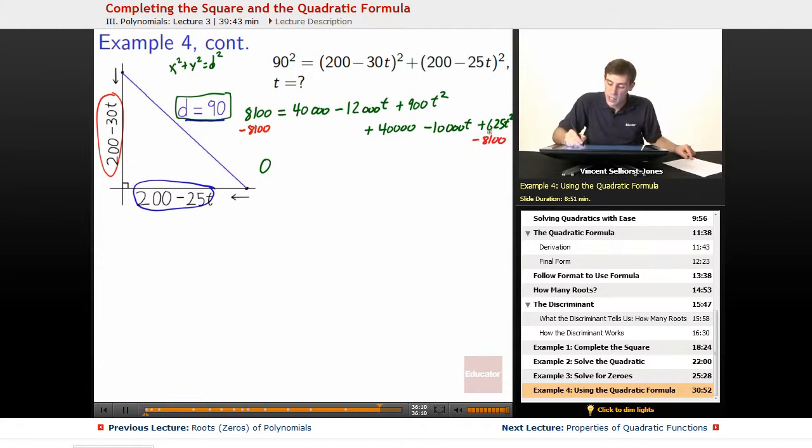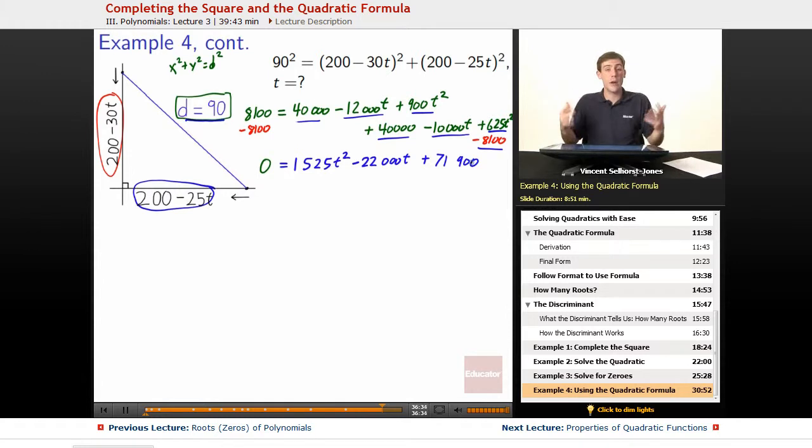So we look at 625t squared plus 900t squared. We get 1525t squared. Next, minus 10,000t, minus 12,000t, minus 22,000t. 40,000, 40,000, minus 8,100, plus 71,900. Oi! But we're in a position where we can now use the quadratic formula.